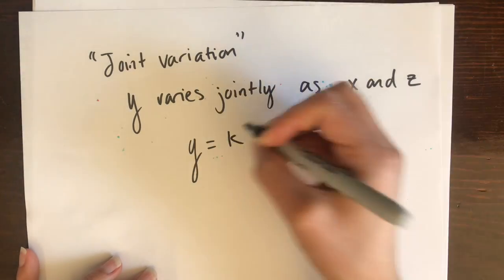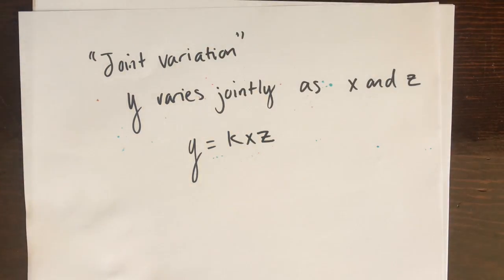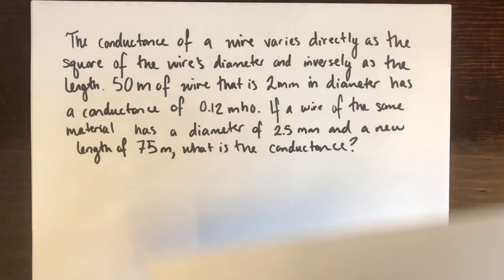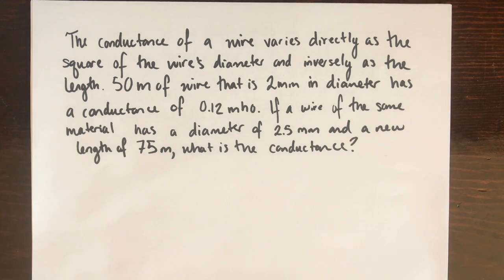So now we're going to talk about joint variation. And joint variation basically says y varies jointly as x and z. So the equation we're going to make is y equals k times x times z. So it's kind of like direct variation, but like two different things. So we're going to multiply them all together. So let's take a look at this.